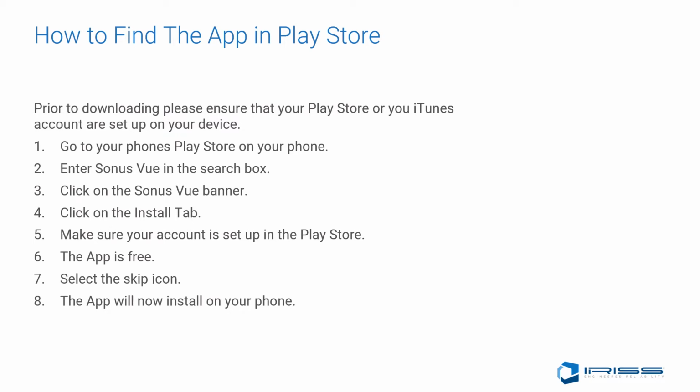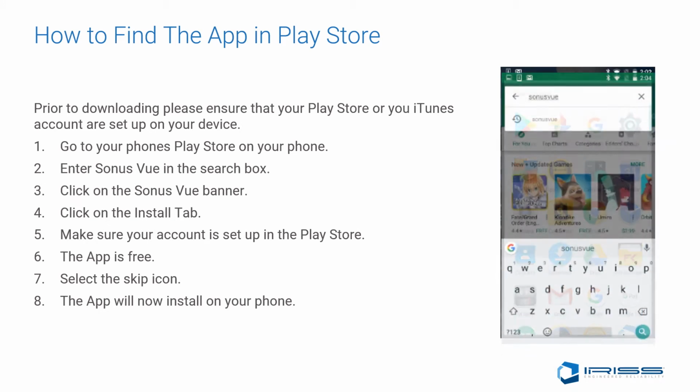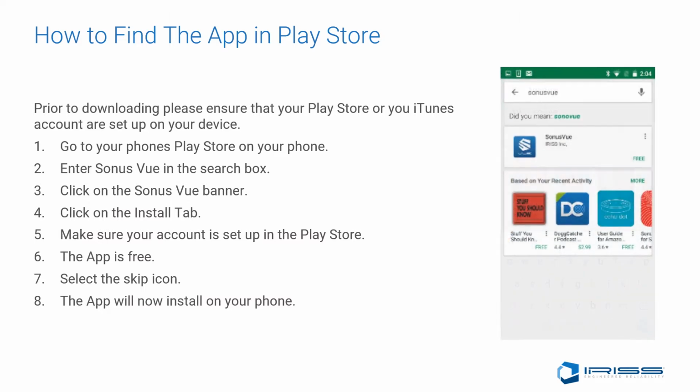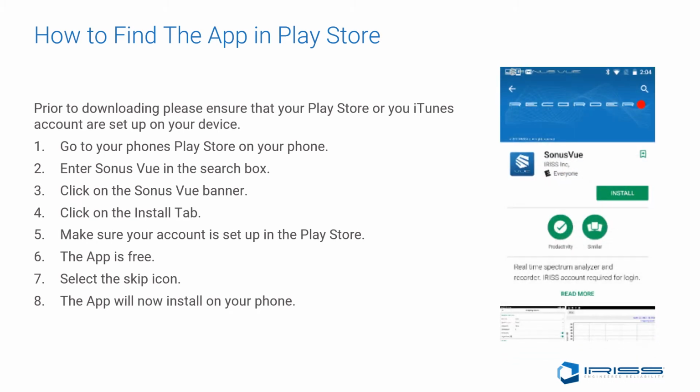Prior to downloading, please ensure that your Play Store or your iTunes accounts are set up on your device. Then go to your phone's Play Store or iTunes account. Enter Sonus Vue in your search box. Click on the Sonus Vue banner. This will bring you to the information screen about our app. You'll simply click on the Install.